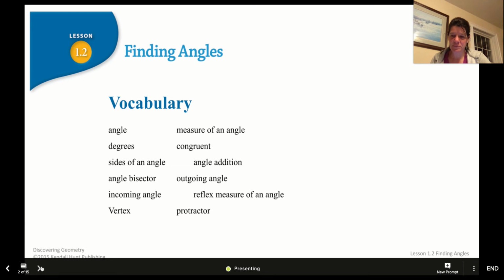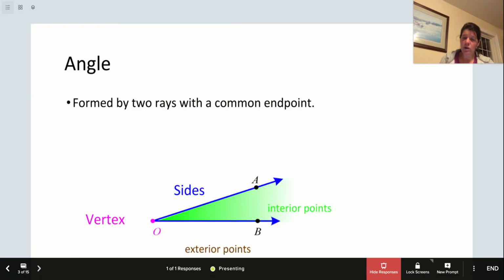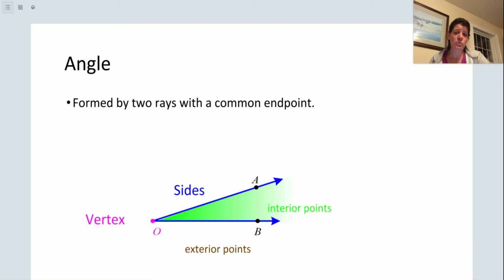Some vocab. Okay, so an angle is two rays that have a common endpoint. So here we have ray OA and OB, and they have the common endpoint of O. When we talk about angles, we need to make sure that we have the correct terminology. So O is the vertex, which is the endpoint that the two rays share. And then the other rays are called the sides. So ray OA is a side and ray OB is a side.